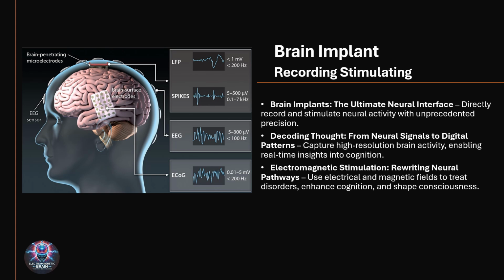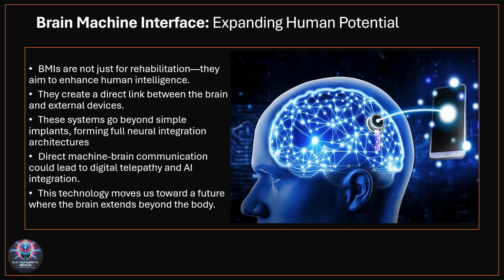As these technologies redefine the boundaries of perception, intelligence, and self-awareness, they bring us closer to an era where electromagnetic neurotechnologies reshape the very nature of consciousness. As we push deeper into the frontier of electromagnetic neurotechnologies, brain-machine interfaces, BMI, emerge as the most advanced form of neural integration, bridging the gap between biology and technology. Unlike simple implants, BMIs are full-system architectures capable of recording, interpreting, and stimulating brain activity.